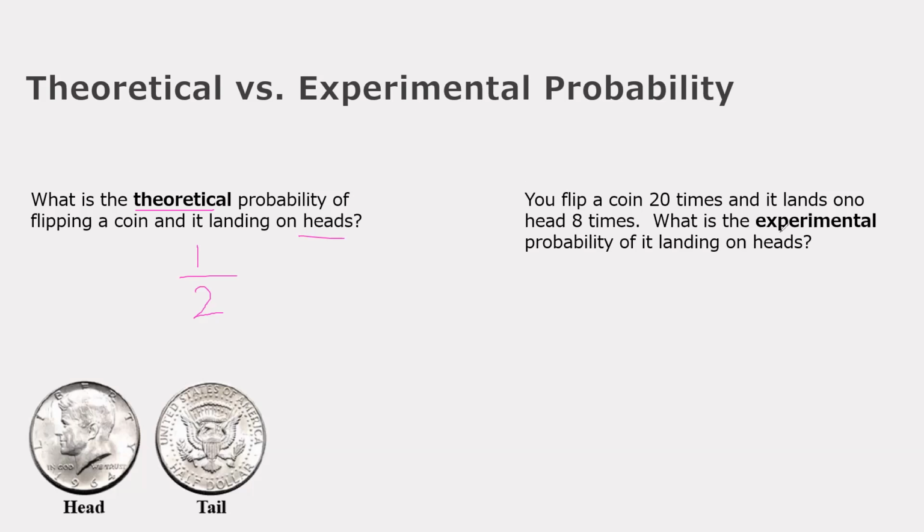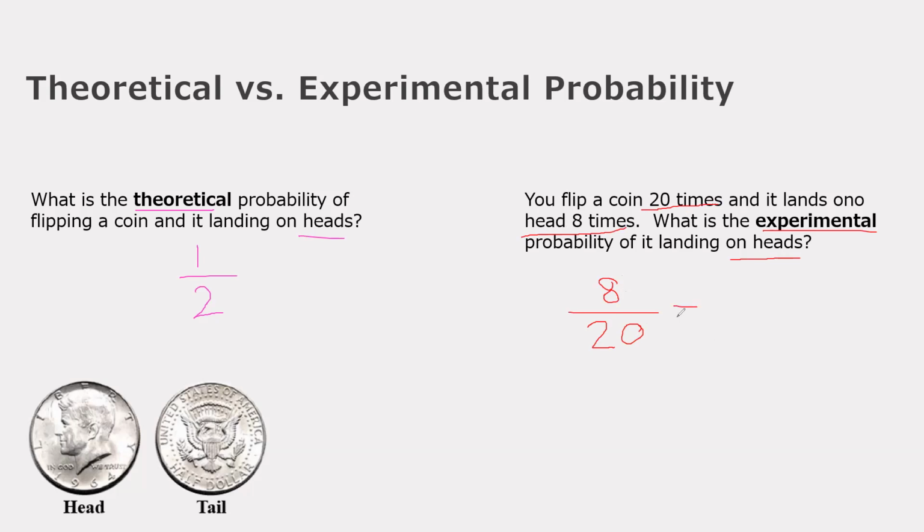In this case, it's experimental because we actually did it. We flipped the coin 20 times. So that is going to be our denominator. That's our total because that's how many times we did our experiment. Then our numerator is how many times it landed on heads, and we're told here that it landed on heads 8 times. So 8 out of 20 is the experimental probability of it landing on heads.